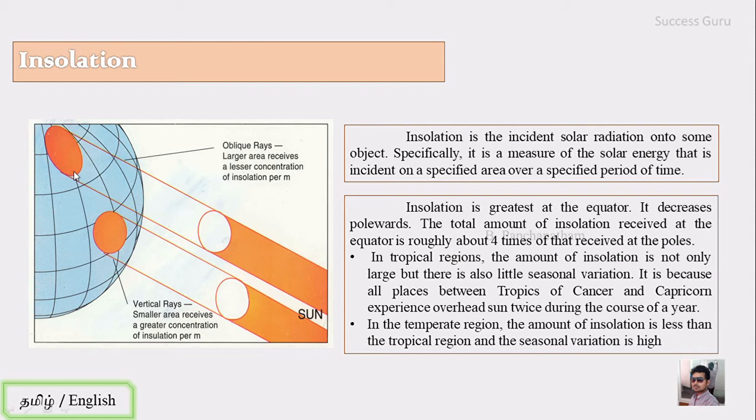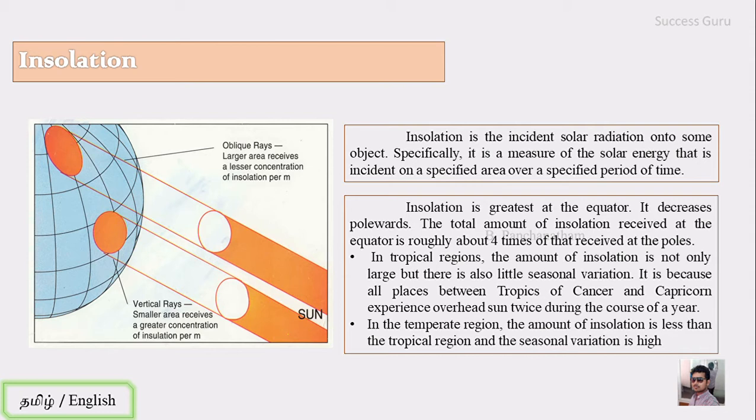So insolation is greatest at the equator and it decreases poleward. As you know, the area increases as the inclination increases, and the area is smaller when the incident angle is a right angle, right? So the total difference in the insolation between the equatorial region and the polar region is somewhere near 4 times.